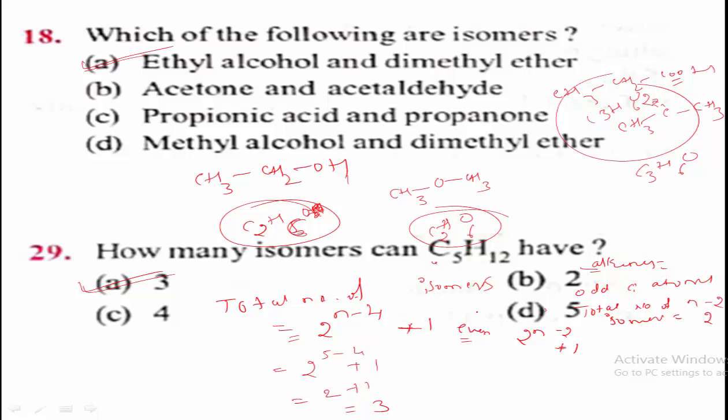Next, another question that may be asked here is the total number of ring isomers. Total number of ring isomers in alkenes equals n minus 1. The formula is n minus 1.